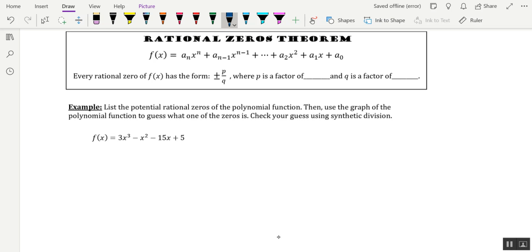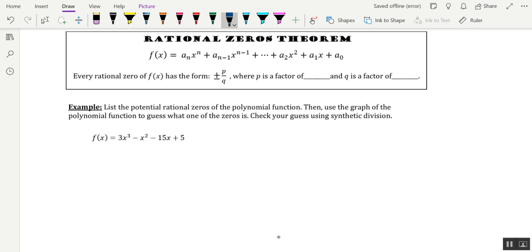So if you go with a sort of guess and check approach, you've got infinitely many numbers that you can check and see whether or not any of those that you plug in are real zeros. You can imagine how time-consuming that would be, as well as frustrating. The rational zeros theorem really helps us to focus in on what numbers could potentially be rational zeros.